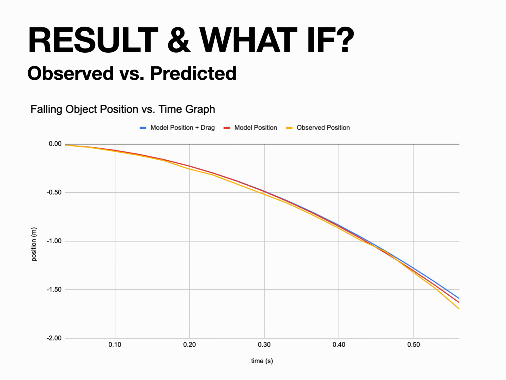Then for results and what if, taking into account terminal velocity. First, the falling object position versus time graph: you can see what the model position with drag looks like, what the model position without drag looks like, and what the observed position looks like. And so you can see that there's some slight variation between the three of these.